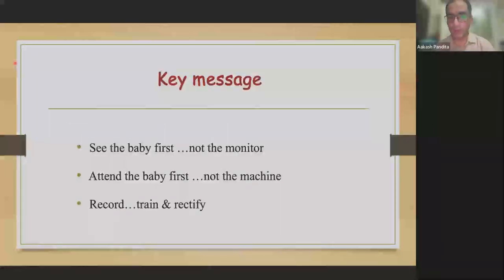Always look at the baby, do not look at the monitor. Treat the baby first, and then stabilize the baby, and do not jump to investigation before stabilizing the baby.